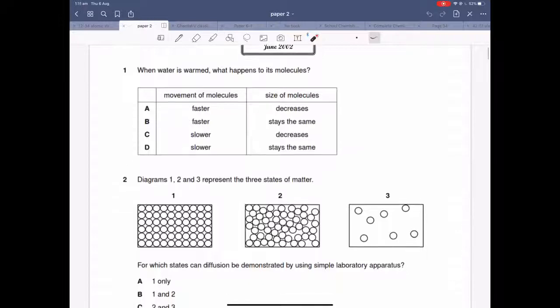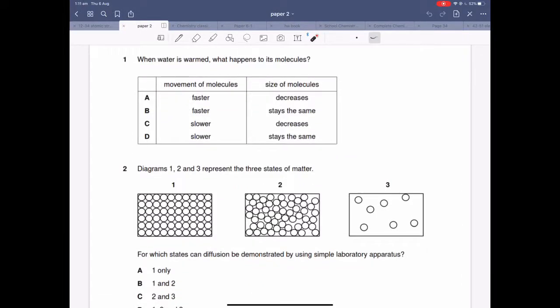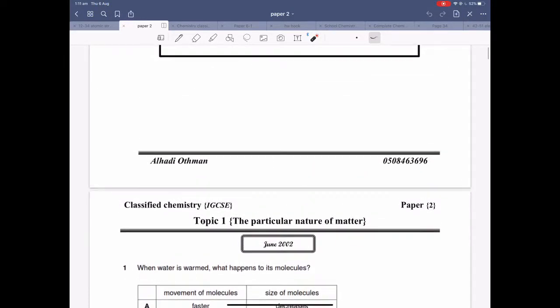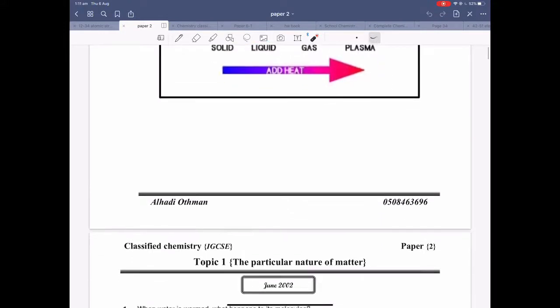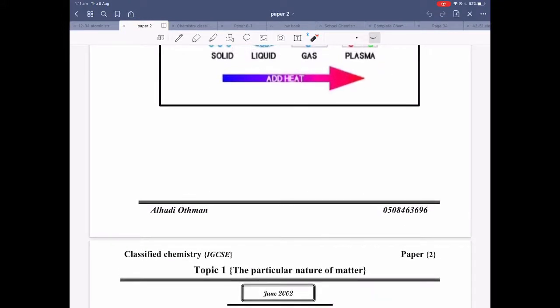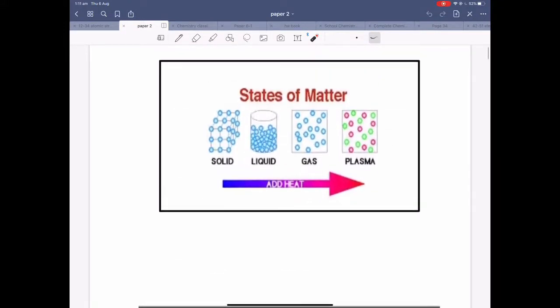Okay, let's have a go at some paper 2 MCQ multiple choice questions. So again, this is from that collection by Mr. Hadi Othman. If you want his local phone number, let me know.